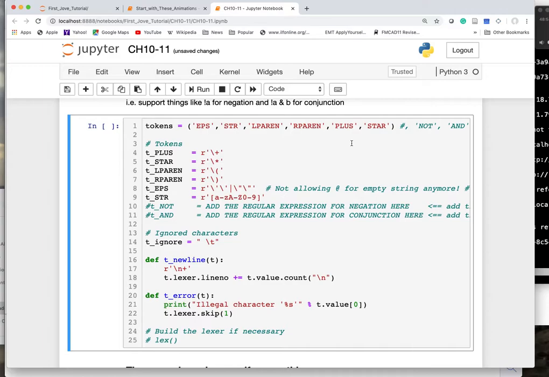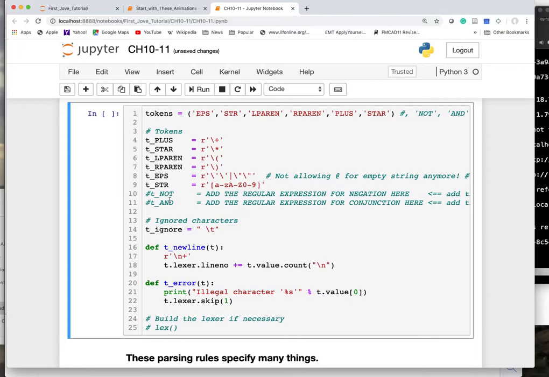So to build a parser for regular expressions, you need a scanner or a lexer for regular expressions, which is the front end of the parser that tells you what the tokens are. So you say my token plus is the raw string plus, token star is raw string star. This is how you tell the ply tool what we are using. I have not added two more tokens, which you'll be adding as part of quiz 9. So token not will be the token for the negation symbol.